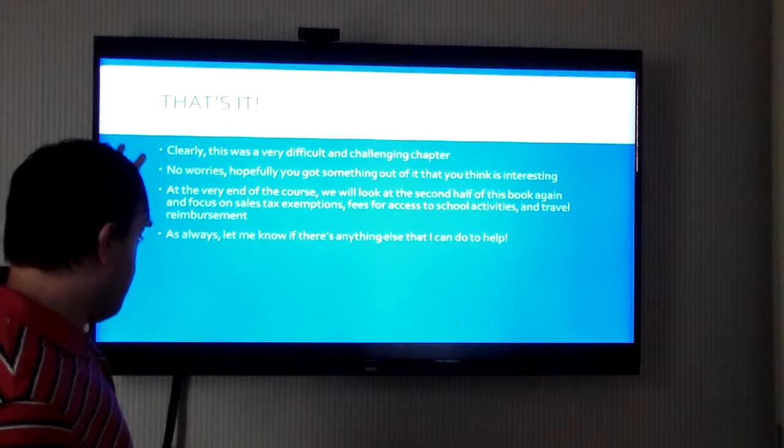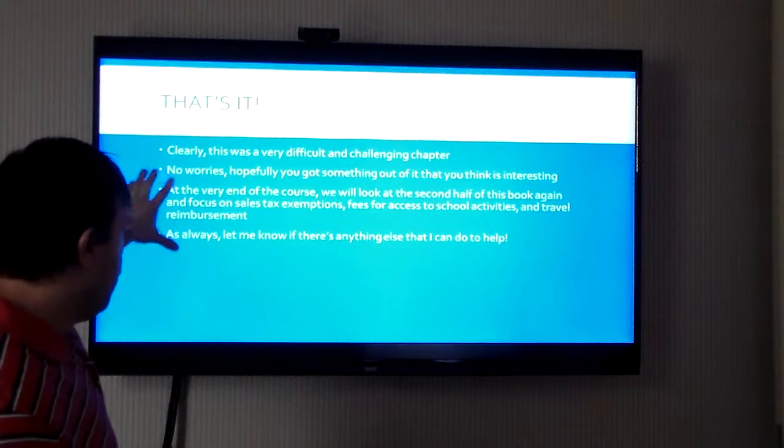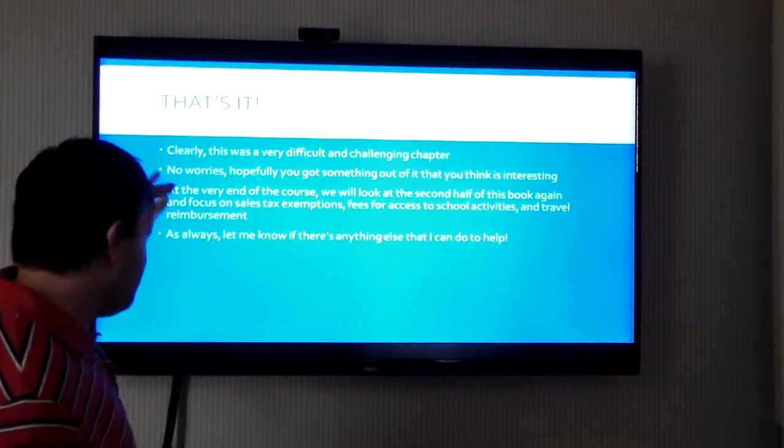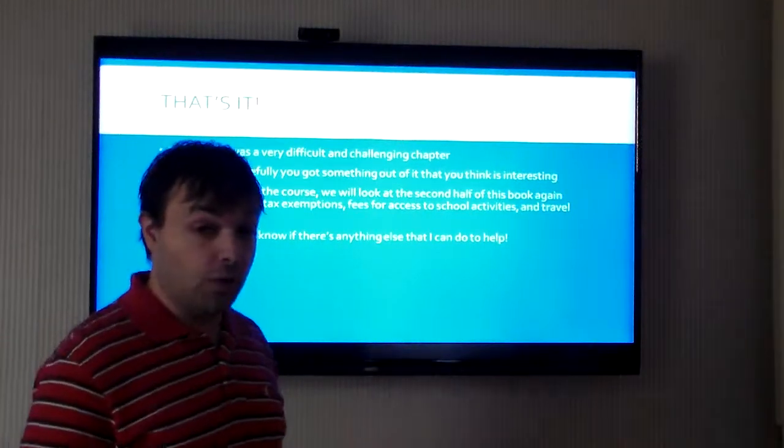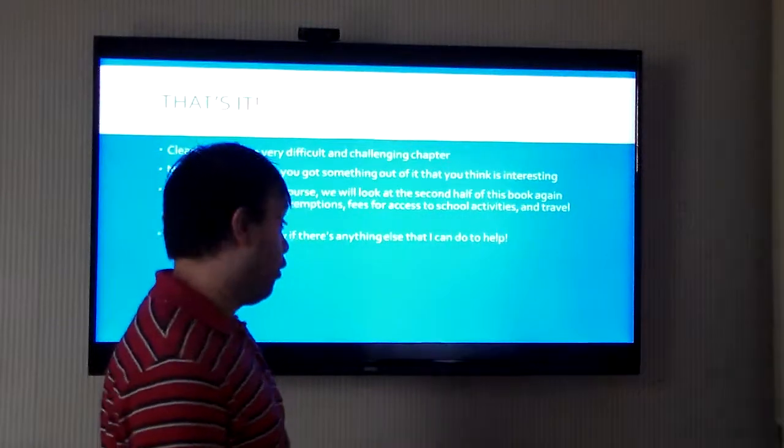I'm not going to touch this book again until the second half of the course, and we're going to look at stuff like activity fees, travel reimbursement, sales tax exemptions, which we've talked about a little in here already, but we'll look at stuff specific for Oklahoma.